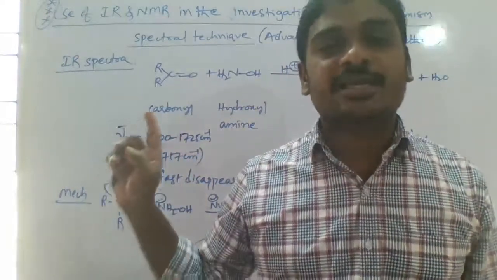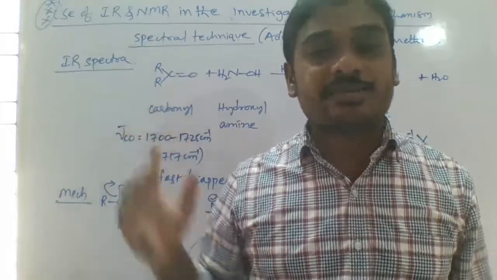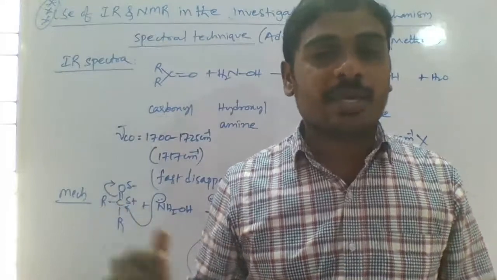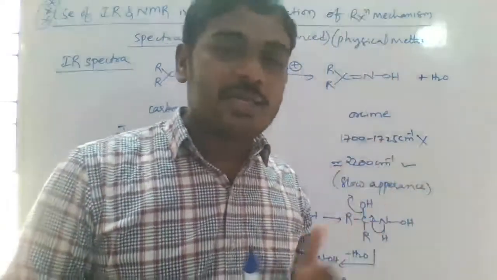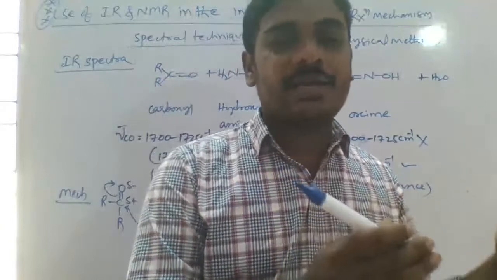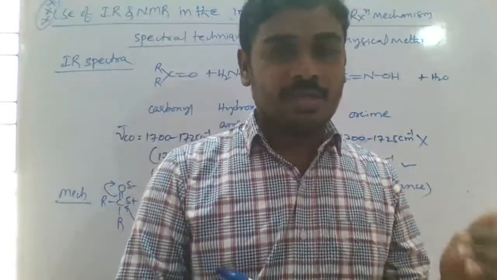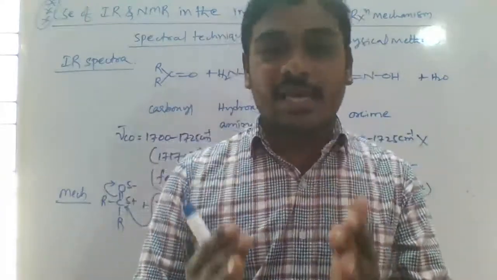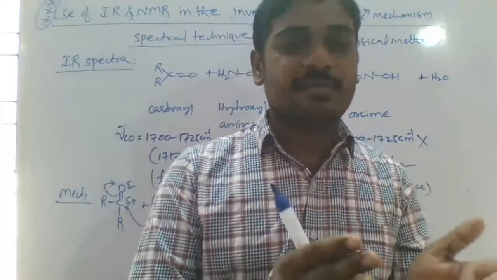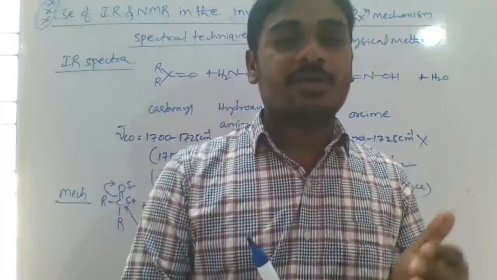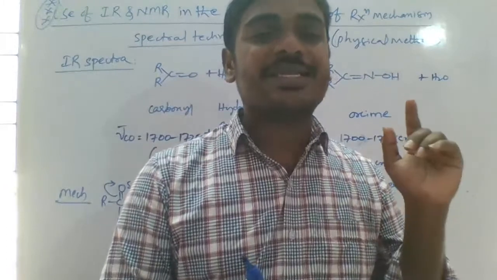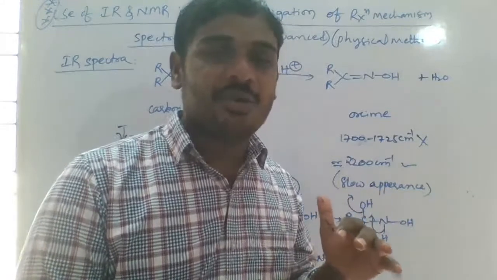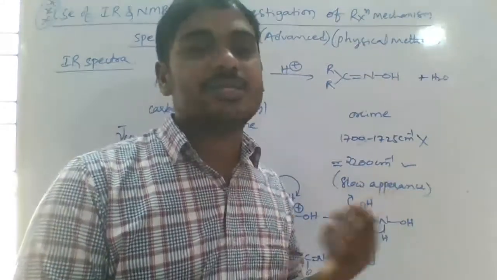Condensation takes place. The C=O stretching frequency quickly disappears in the reaction mixture, and slowly another stretching frequency appears around 2200 centimeter inverse. That indicates a fast disappearance and a slow appearance. Therefore, the reaction does not proceed in a single step; it proceeds in multiple steps. By using the IR spectra, we can easily identify the intermediate. So the oxime is an intermediate, but it is not stable. The oxime further decomposes, forming the cyanide.